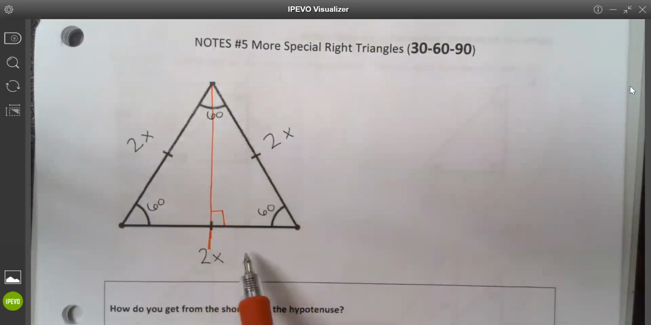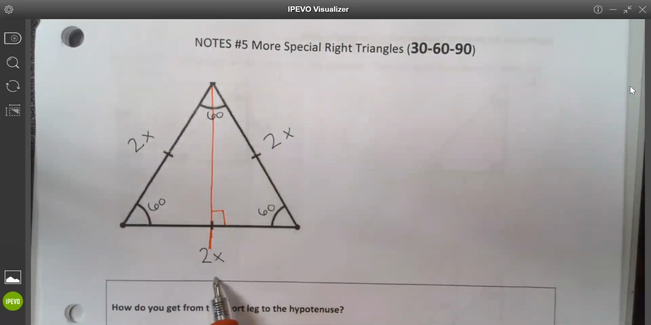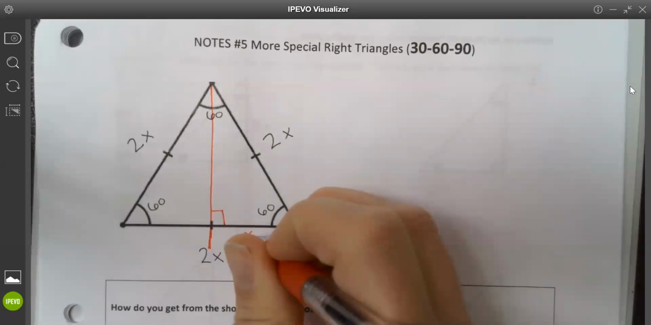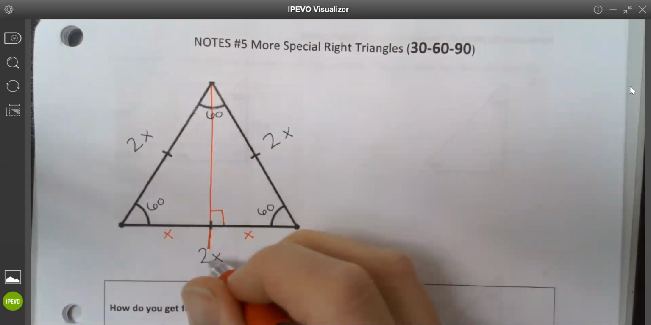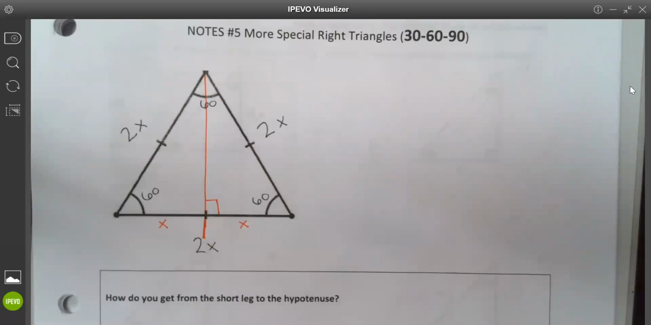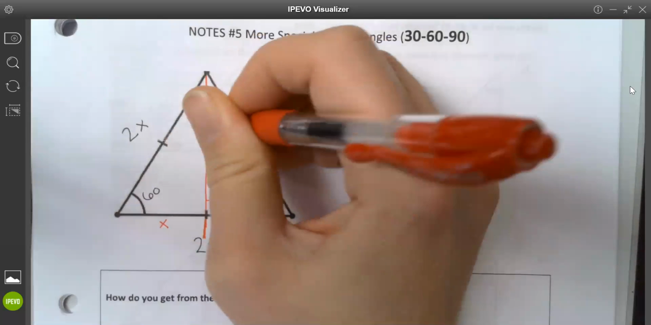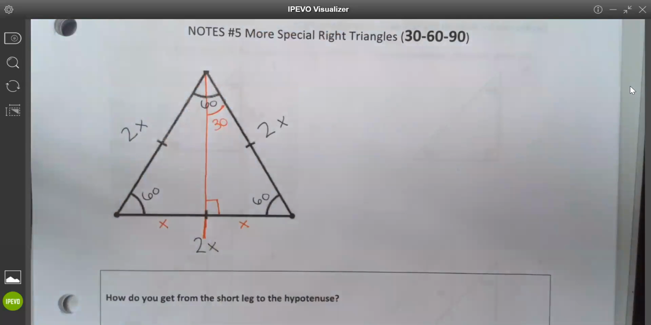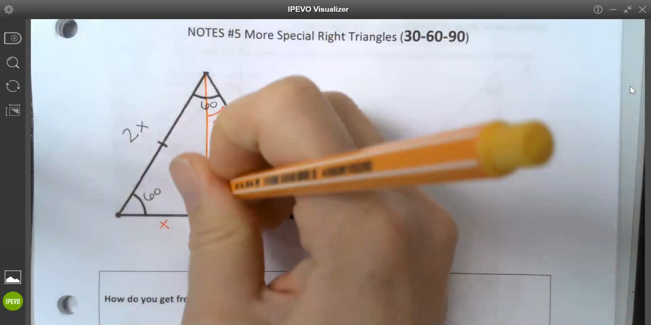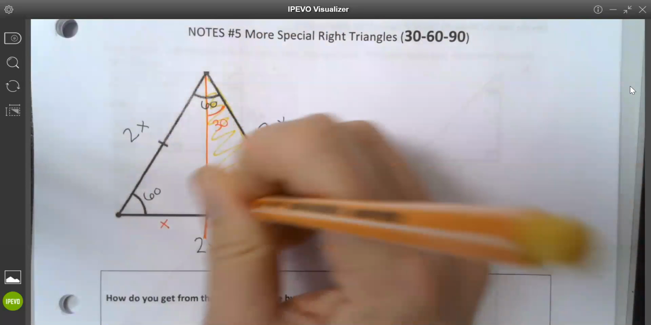So if it cut 2x in half, then how much is each of these lengths? If I take 2x and I cut it in half, I'm left with 1x. So that means this side's x and this side's x. I took 2x and I broke it apart. And if I broke 60 in half, then that means that this angle here is 30. And for this work, we're going to just be looking at this half of the triangle now. So I'm looking over here.